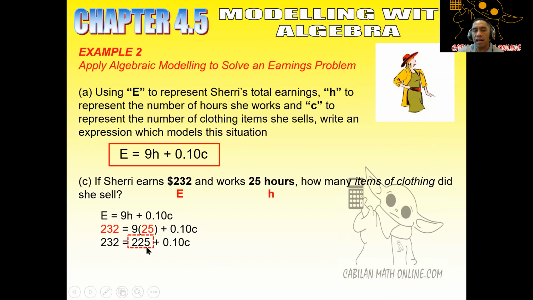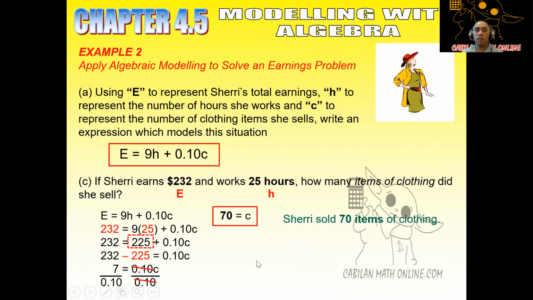Now, remember that any number and any letter that crosses the equal sign becomes the opposite sign once it crosses over. So we're going to take that 225, move it to the other side, and it's going to subtract itself from the 232 that's already there. And that will give me 7. Now, for the last step here, we can now take a look at the C, and you can see here that the 0.10 and the C are grouped together by multiplication. So for the final step here, we have to divide both sides here by the coefficient, which in this case is 0.10, which cancels out the 0.10, and 7 divided by 0.10 gives me 70. So in order for her to earn $232 and working 25 hours, she has to sell 70 items of clothing.